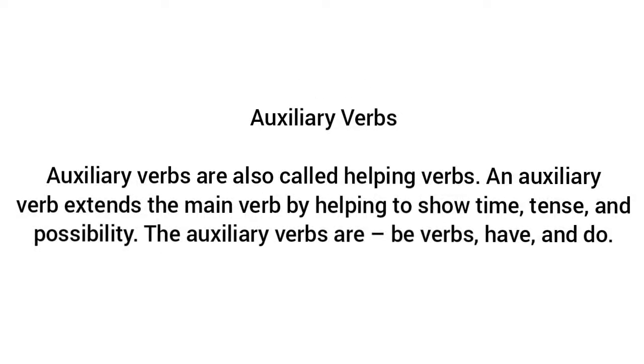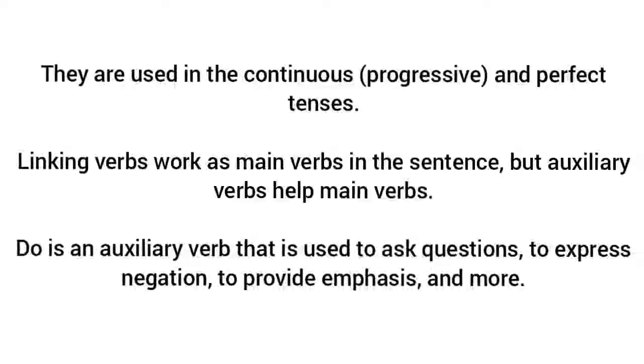Auxiliary verbs. Auxiliary verbs are also called helping verbs. An auxiliary verb extends the main verb by helping to show time, tense, and possibility. The auxiliary verbs are be verbs, have and do. They are used in the continuous or progressive and perfect tenses. Linking verbs work as main verbs in the sentence, but auxiliary verbs help main verbs. Do is an auxiliary verb that is used to ask questions, to express negation, to provide emphasis, and more.